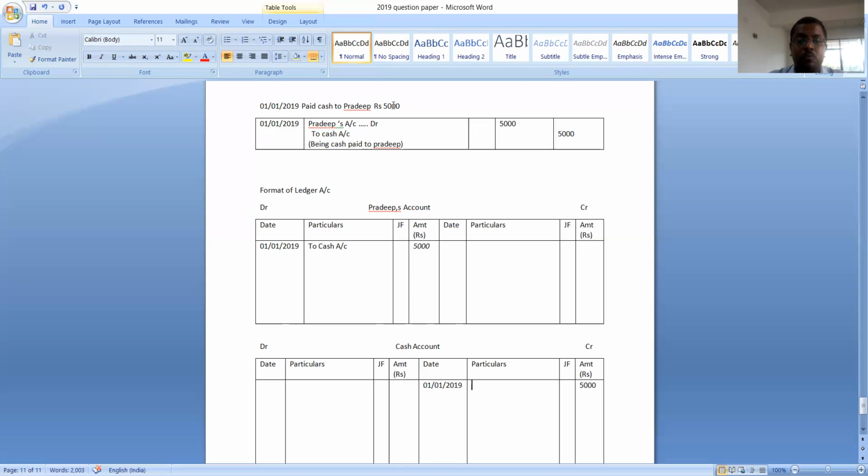You should write the name of the account that is debited. Which account is debited? Pradeep's account is debited, and you should use a term called "by".